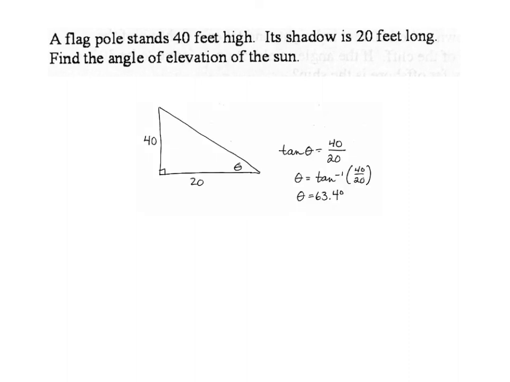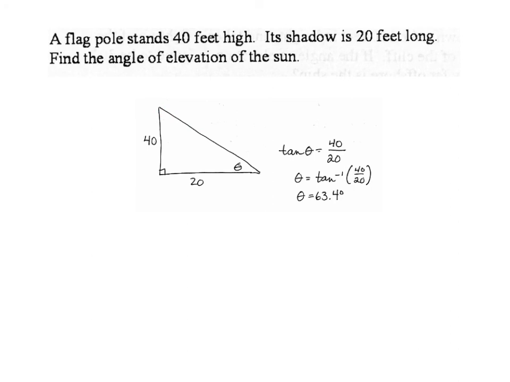Okay, I have a flagpole. It stands 40 feet high. Its shadow is 20 feet long. The shadow's on the ground. The flagpole is vertical. And it says the angle of elevation to the sun is what I'm looking for. So the angle measured from the horizontal up.